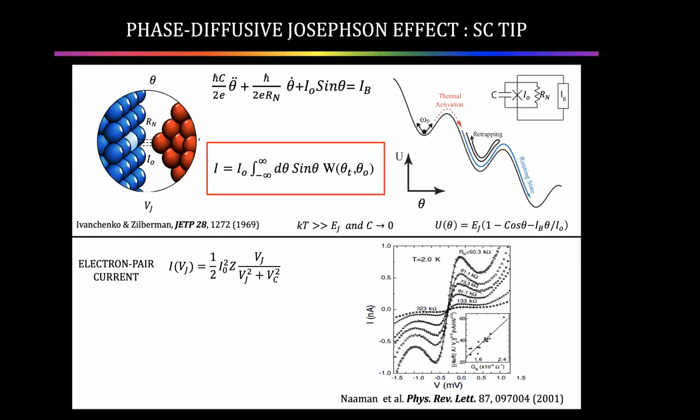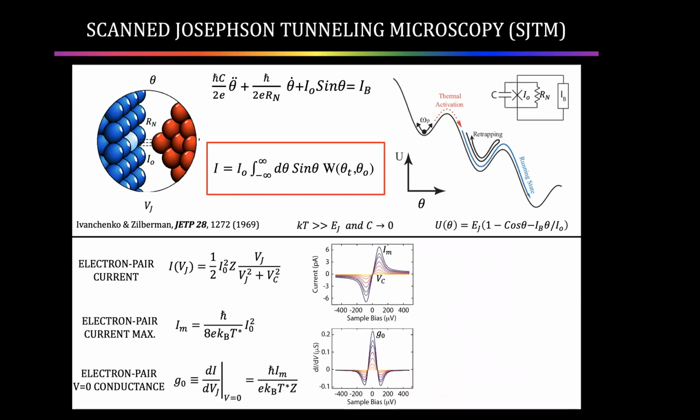But 60 kiloohms is just a few quanta of conductance. You're basically touching the surface. If you try to move the tip, you just destroy the experiment. So they couldn't make a microscope, but they could show that this picture is correct. What this picture says is that the pair current goes as a function of the voltage, and the voltage is due to phase fluctuations, according to a function that looks like this.